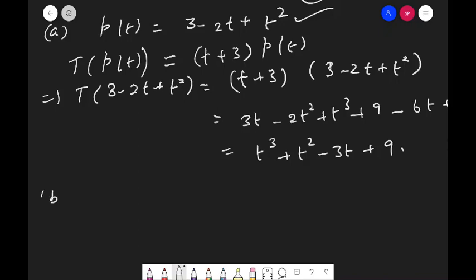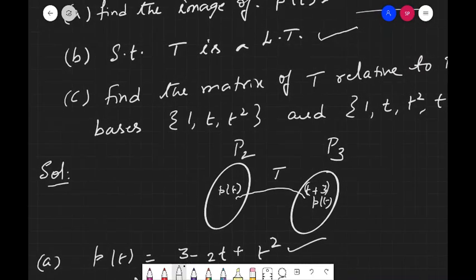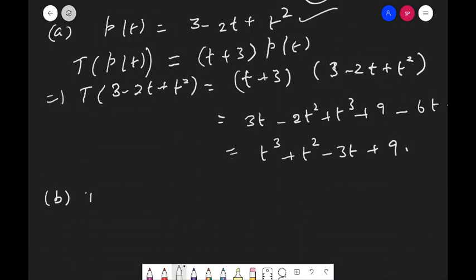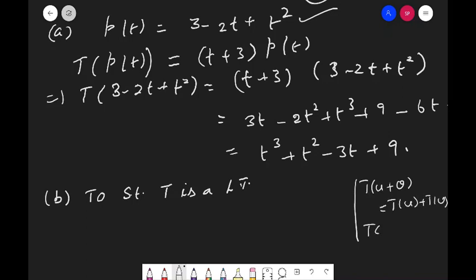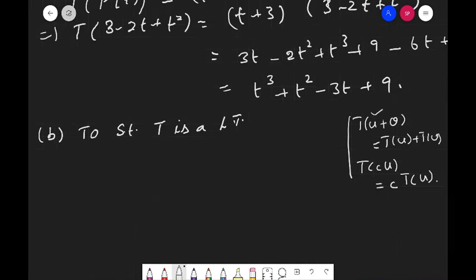Now, let us look at B bit. What is B bit for us? Show that T is a linear transformation. To show that T is a linear transformation, by definition you have to prove T of u plus v is equal to T of u plus T of v, and T of c into u is equal to c into T of u. This is what you have to do. Let me take u and v from the domain. Here I will take u is equal to p of t and v is equal to q of t.